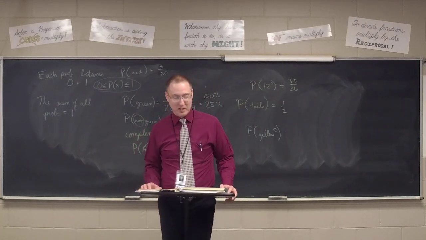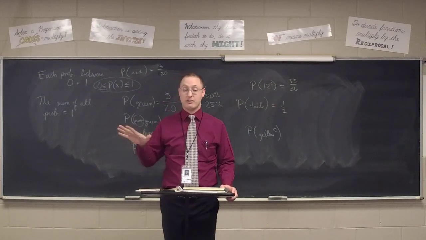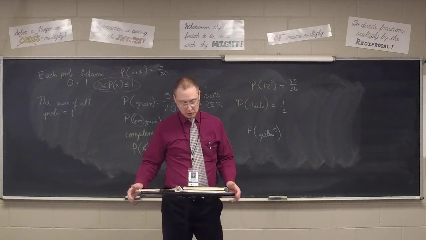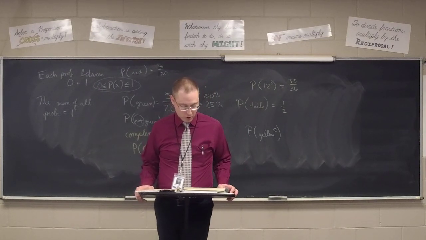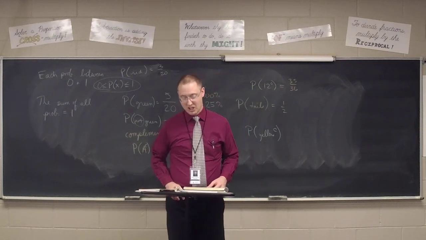All right, what's the probability of a number that isn't 5? 5 to 6, because there's 5 different numbers that aren't 5. What's the probability of an even number? 1 to 2, half of them are even. What's the probability of a 7? 0 to 6.